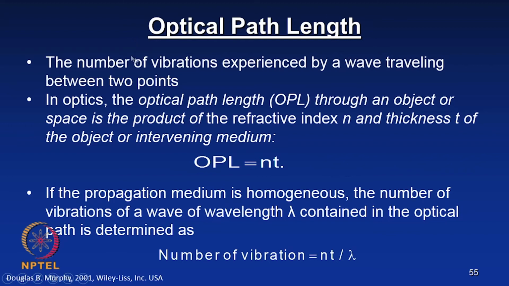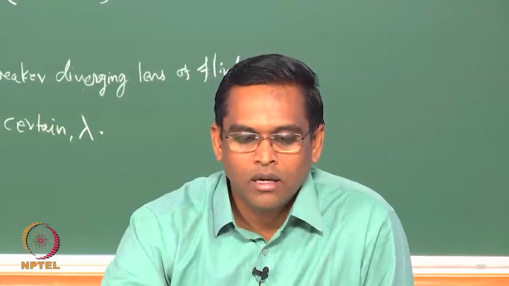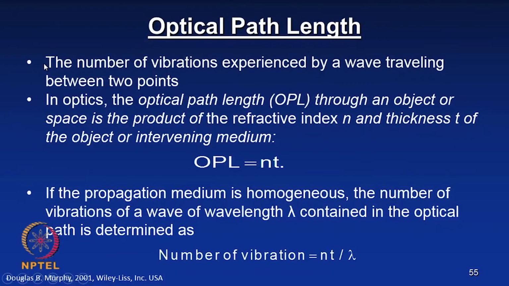We will be using this concept in another variant of the optical microscopy. So, let us see what this optical path length is: the number of vibrations experienced by a wave travelling between 2 points. In optics, the optical path length OPL through an object or space is the product of the refractive index n and the thickness T of the object or intervening medium.